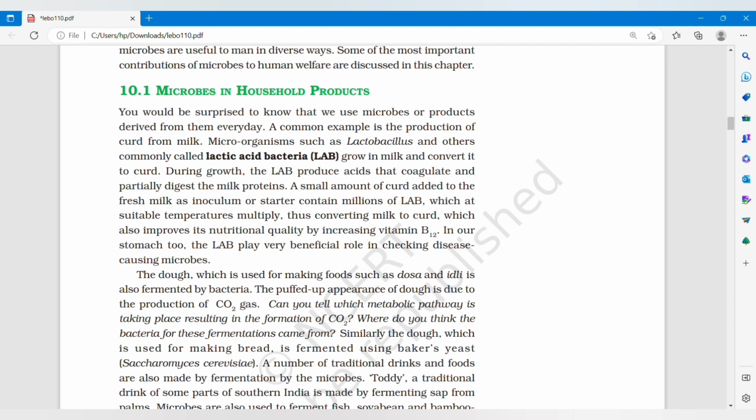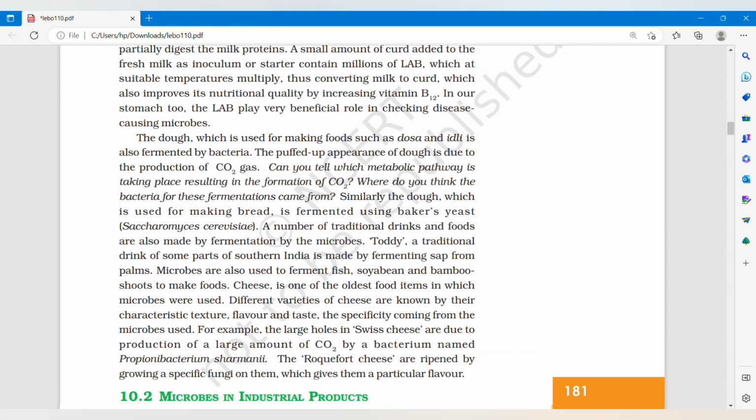A small amount of curd added to the fresh milk as inoculum or starter contains millions of LAB which at suitable temperature multiply, thus converting milk to curd, which also improves its nutritional quality by increasing vitamin B12. In our stomach too, the LAB plays a very beneficial role in checking disease-causing microbes. The dough, which is used for making foods such as dosa and idli, is also fermented by bacteria.